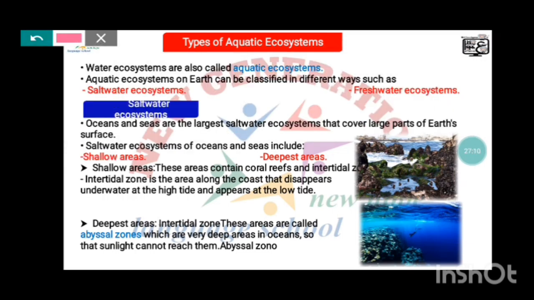Shallow areas and deepest areas. Okay, let's start with shallow areas. Shallow areas contain coral reefs and the intertidal zone. The intertidal zone is the area along the coast that disappears underwater at high tide and appears at low tide. High tide and low tide.